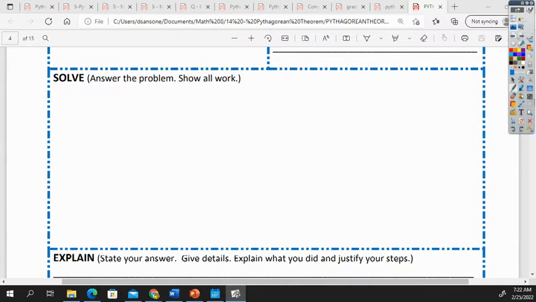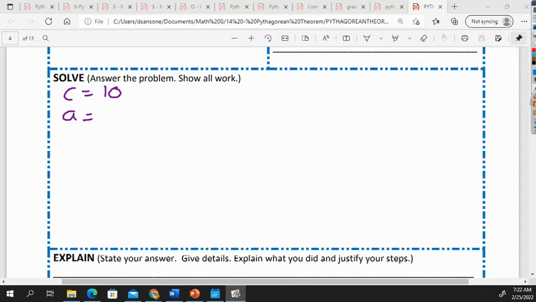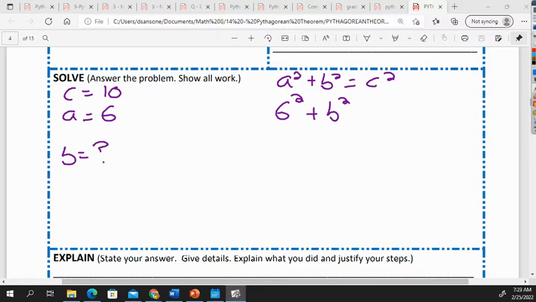So when we did this, we said, and I'm going to write it over here just so I remember as well, C was 10. We said A was 6. We are looking for B. So let's go ahead and plug that into our formula. A squared plus B squared equals C squared. And when I take out the letters and plug in the numbers, I'm going to get 6 squared plus B squared equals 10 squared.